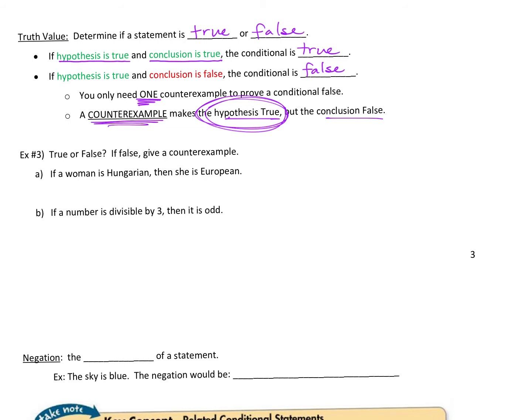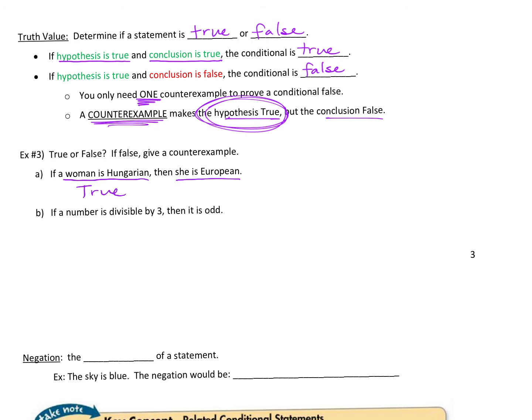If a woman is Hungarian, then she is European. Do you guys know where Hungary is? Yes, it's in Europe. So if a woman is Hungarian, then she is European. True, because the hypothesis and conclusion are both true. So that is a true statement. We can't find a counterexample. If a woman's Hungarian, she is going to be European, right?